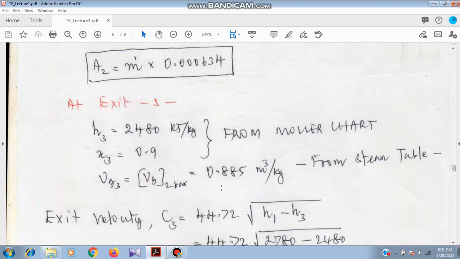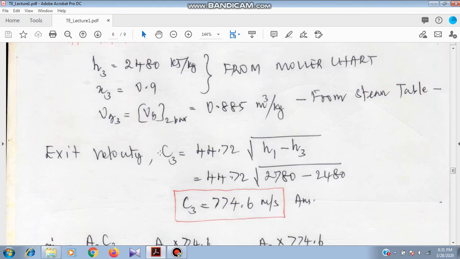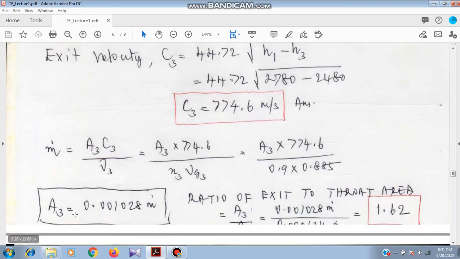And similarly for the exit, X3 from the Mollier chart you already got. The pressure is 2 bar, so Vg at 2 bar is 0.885 meter cube per kilogram. This value will be there directly in the steam table. And for the exit velocity C3, inlet velocity is not given, so it is 44.72 root of h1 minus h3. C3 is calculated. m dot is A3 C3 by V3, V3 is X3 Vg3, and by substituting C3, X3 and Vg3, your A3 is 0.001028.